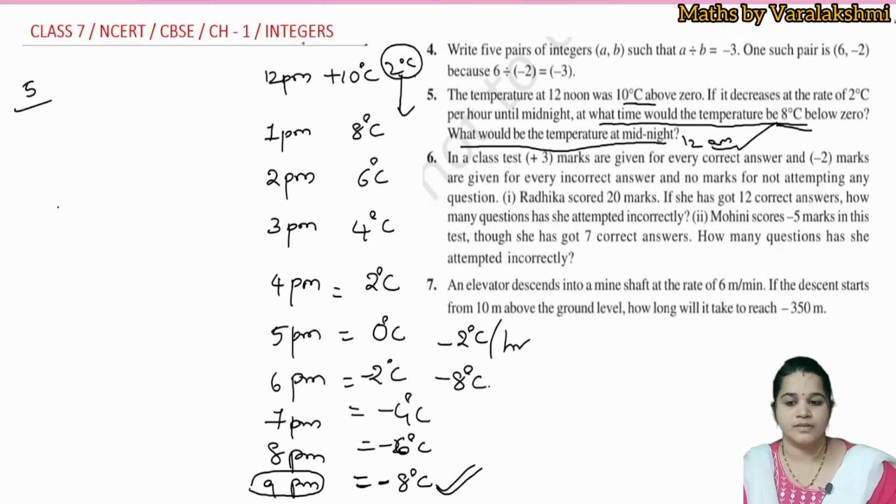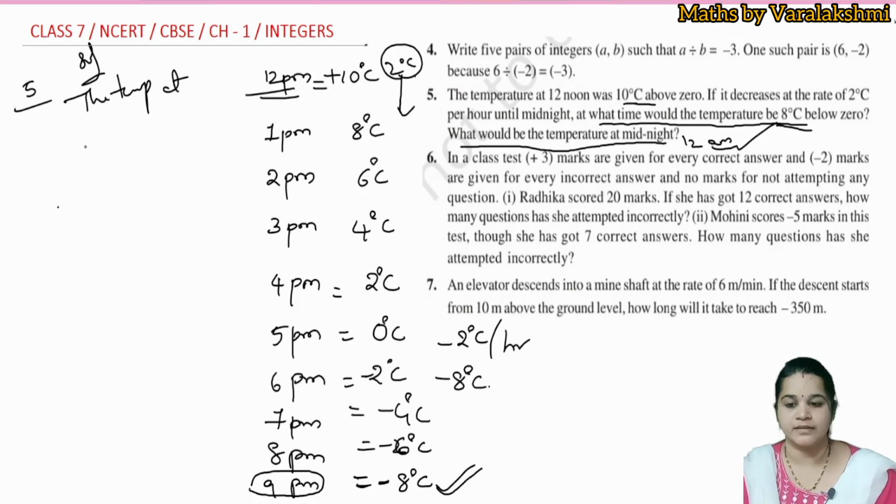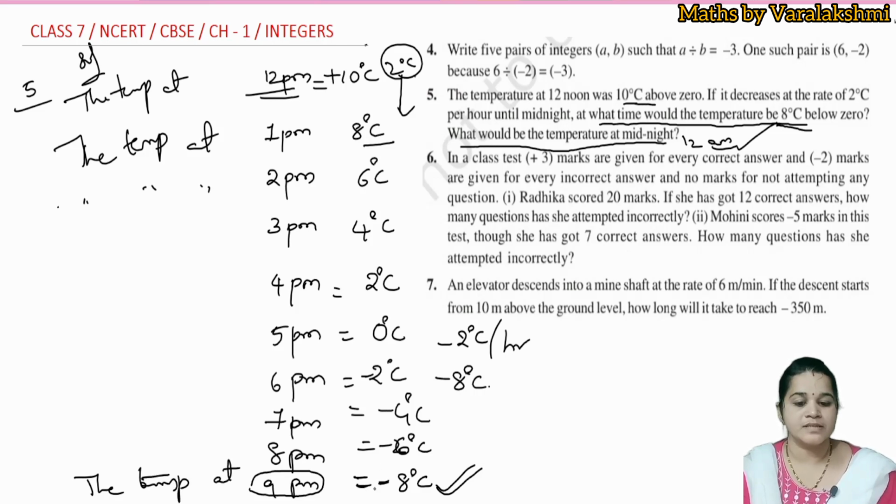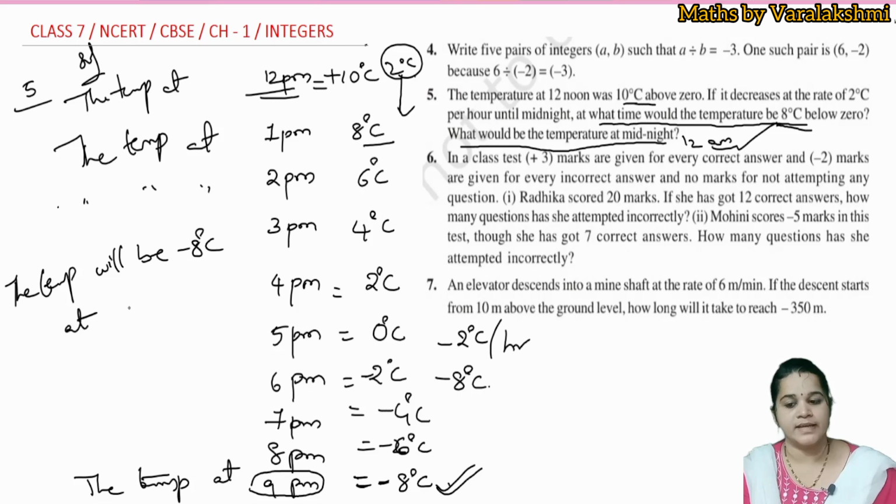Okay. So the solution will be, the temperature at 12 p.m. is equal to 10 degrees centigrade. The temperature at 1 p.m. will be 8 degrees centigrade. The same way we'll write up to here. The temperature at 9 p.m. is minus 8 degrees centigrade. The first part of this question is, the temperature will be minus 8 degrees centigrade at 9 p.m.